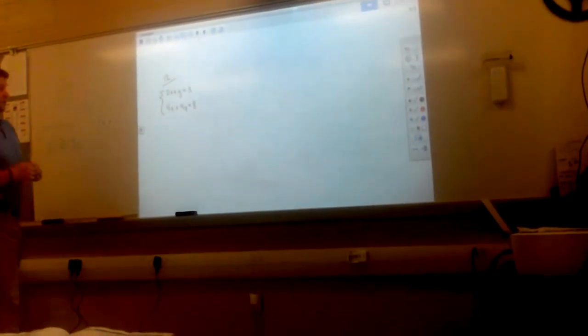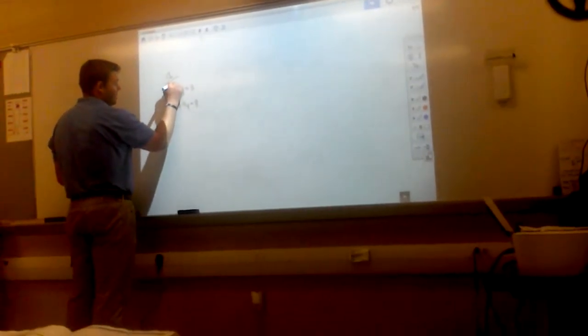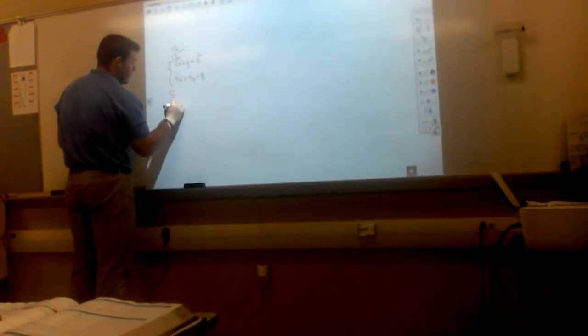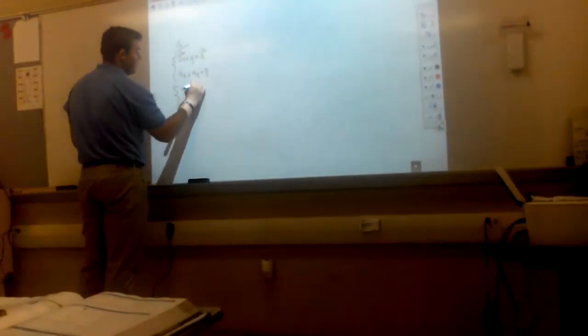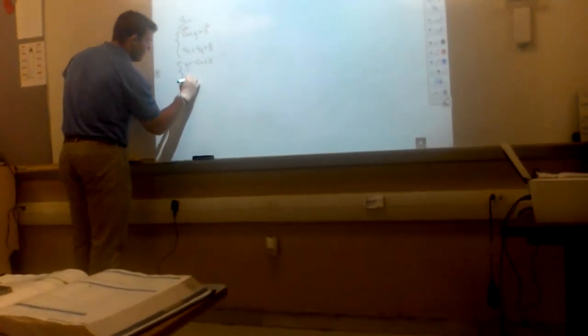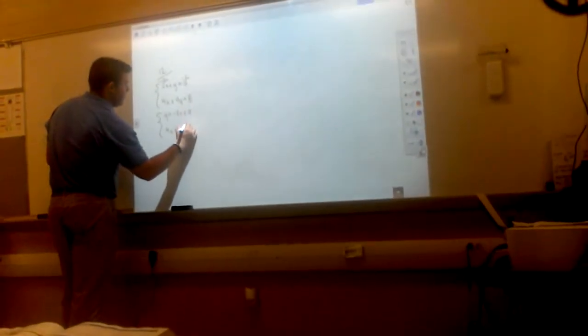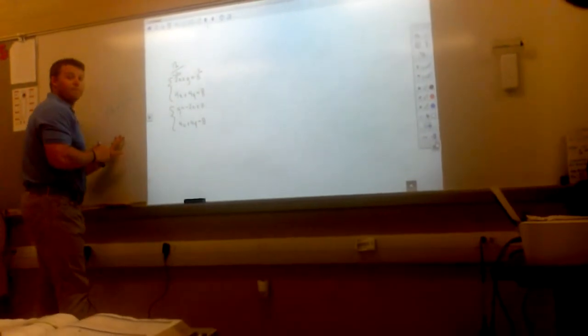What is it? Y. The y in the top equation. So we're going to solve for this y. I'm going to move 2x over. Okay? So my new system is y equals negative 2x plus 3. Bottom one stays the same. 4x plus 4y equals 8. Agree?